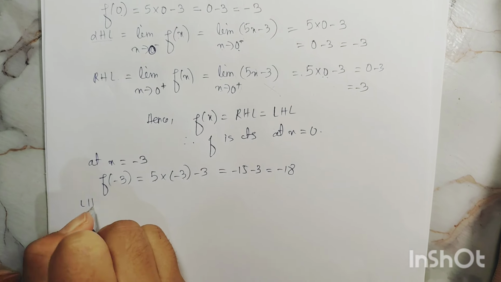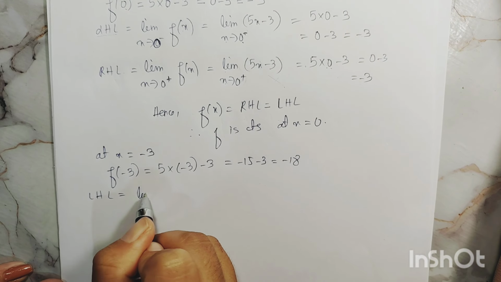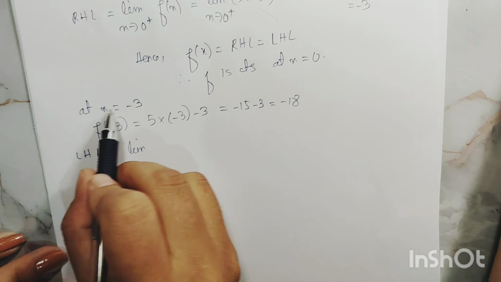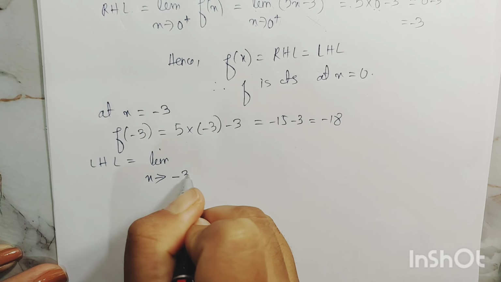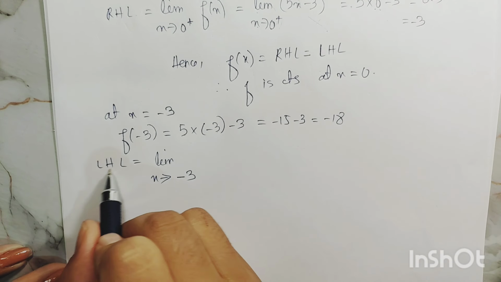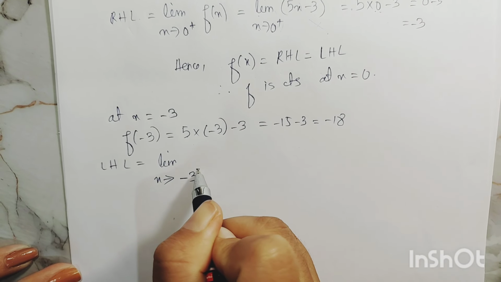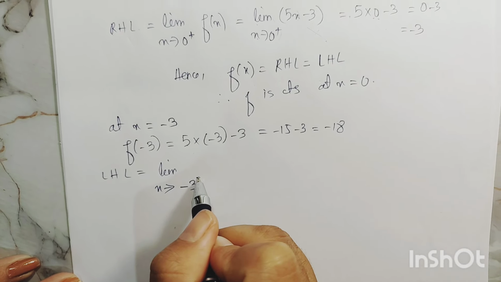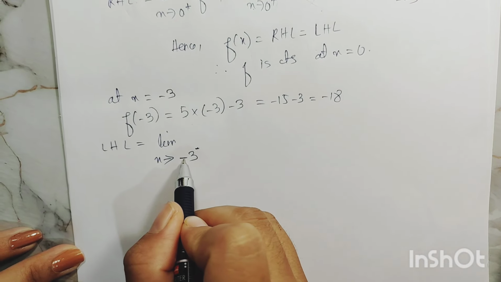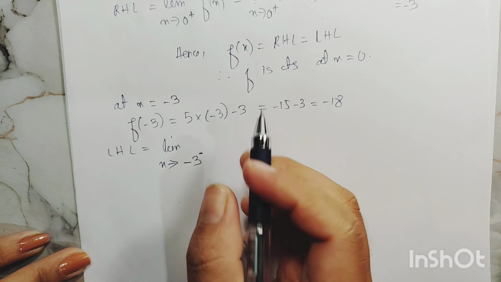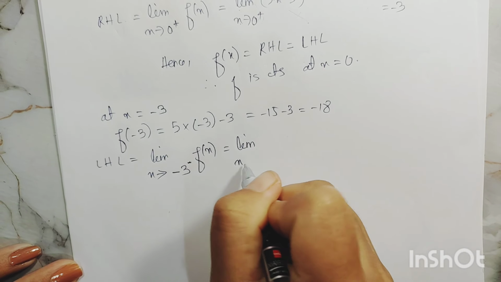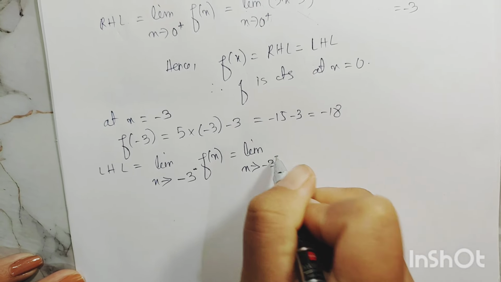Now the left hand limit. Left hand limit is limit of x tending to minus 3 minus. The minus sign indicates the x value is approaching minus 3 from the left. So for the left hand limit, f of x equals limit of x tending to minus 3 minus.